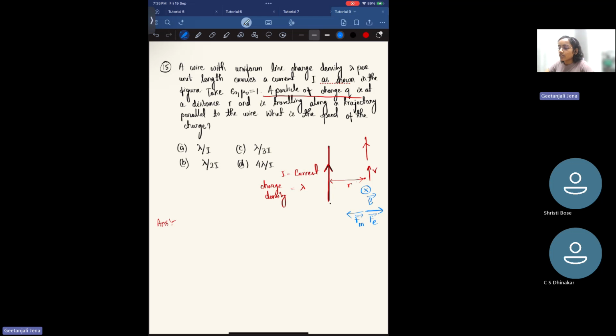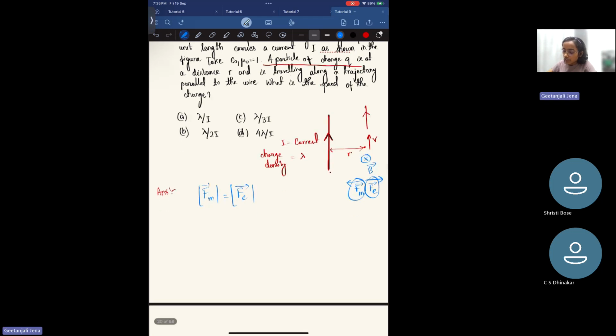It's given that the particle is moving in the upward direction. That means these forces are balancing each other. That is why the particle is not attracted to this wire, nor repelled by this wire. It is moving unaffected, parallel to this wire. So we have to equate the magnetic force and the electric force to find the speed of this charge. So F magnetic should be equal to F electric.